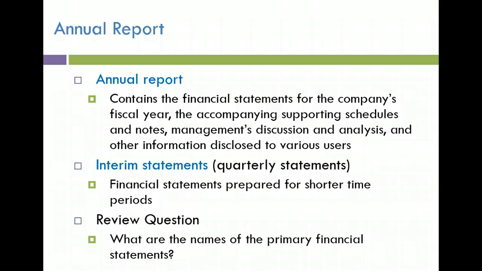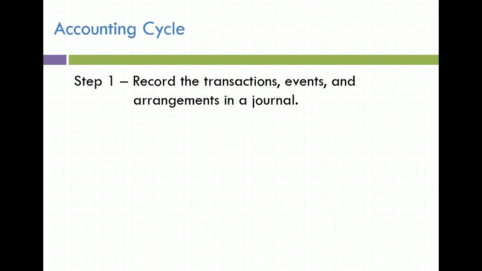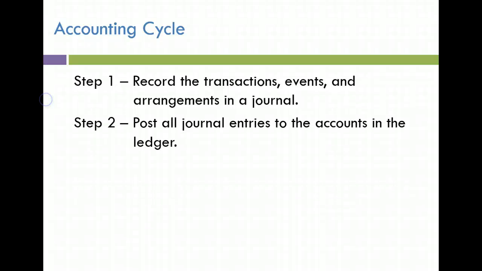Depending on which class I'm teaching, sometimes it's retained earnings, but the stockholders' equity shows the breakdown of everything that's happened, all in the retained earnings also, and in the stock section. So we've got this wonderful accounting cycle we complete every year. What do we do? We analyze the transactions, events, and arrangements in a journal. We analyze them, and then we record them. We post all the journal entries to the ledgers. So we initially put them in a journal, general journal.